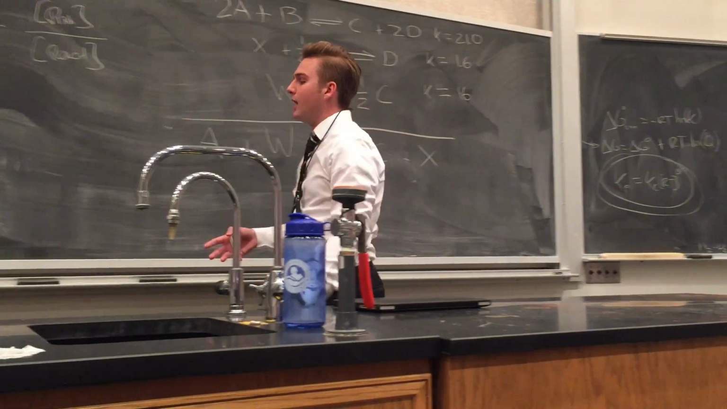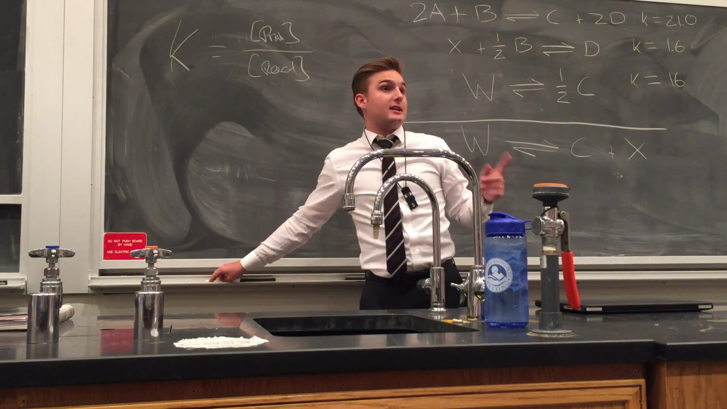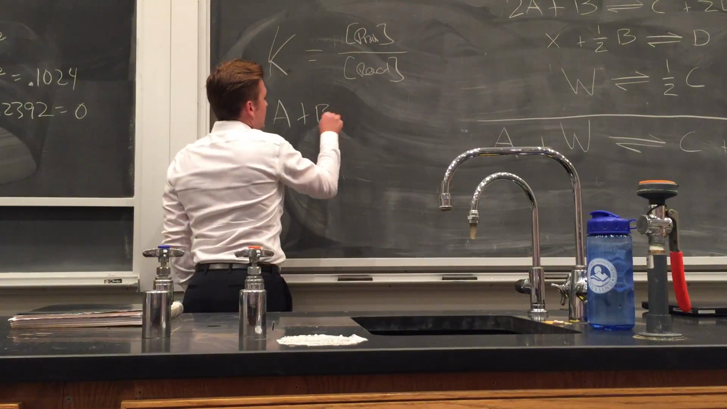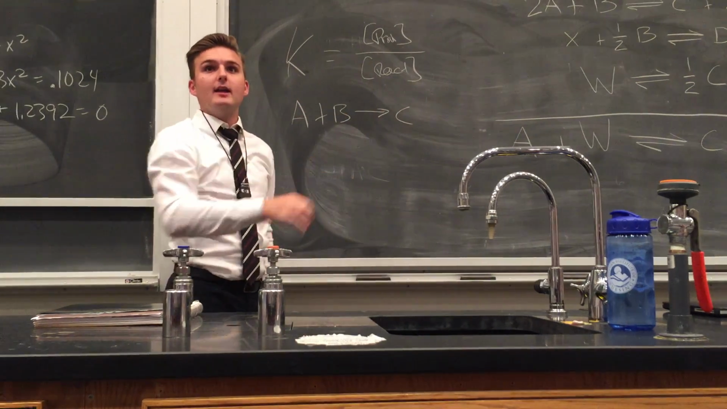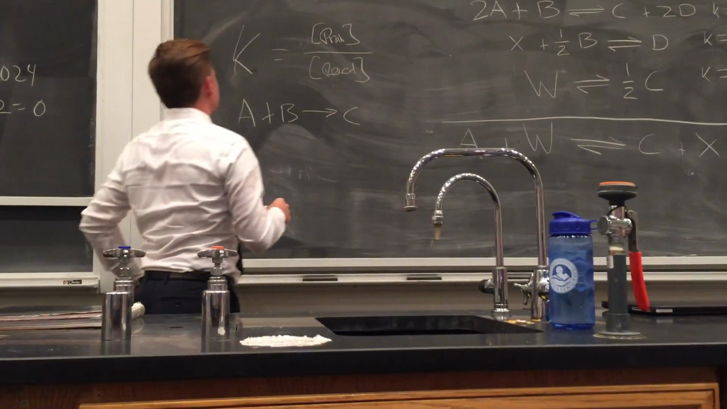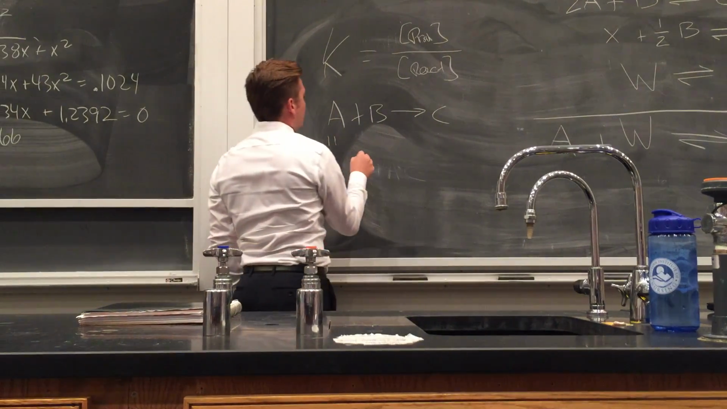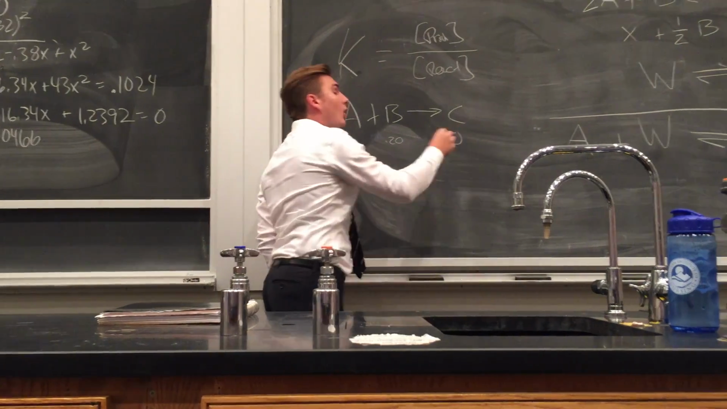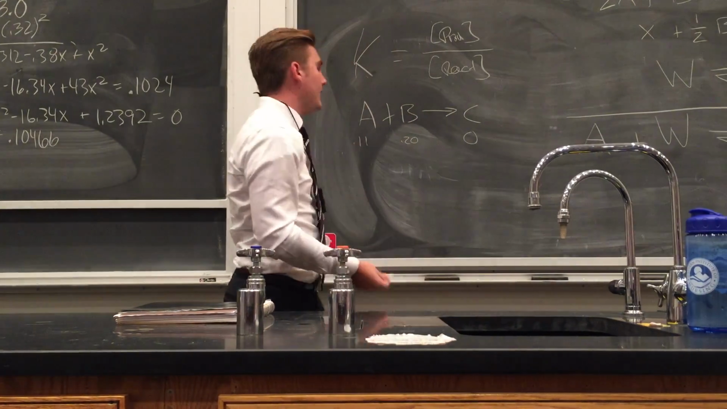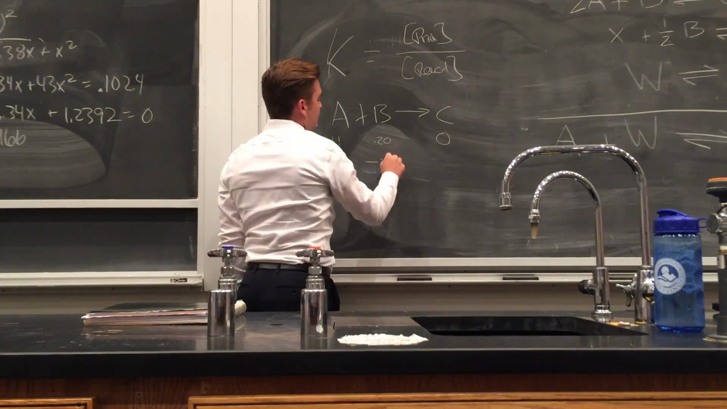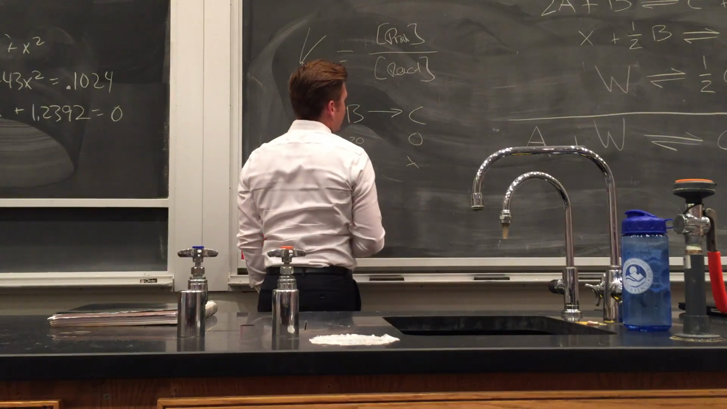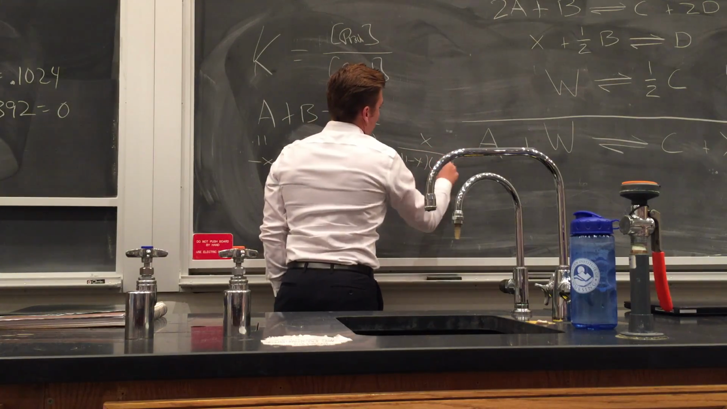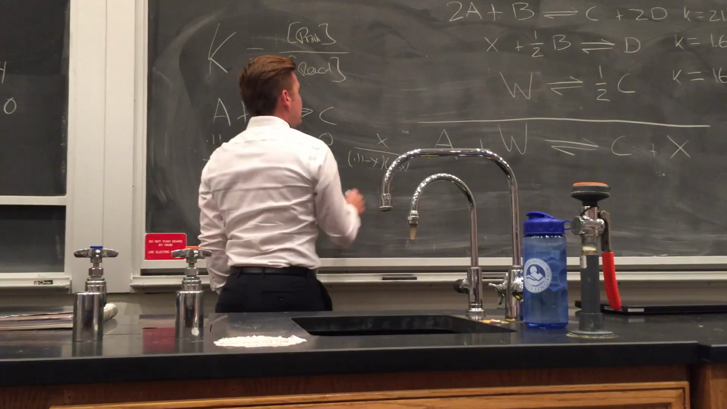And that is the situation where I want to talk about neglecting your x values. In a standard equation like A plus B gives me C, if I knew my initial amounts, let's say 0.11 and 0.20, and I started with 0 of C, I'm shifting towards the right to make more products. This would be minus x, and we would get plus x over here. So our equilibrium expression would be x over (0.11 minus x) times (0.20 minus x), equal to our K.